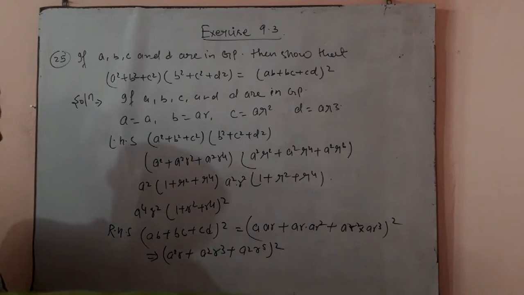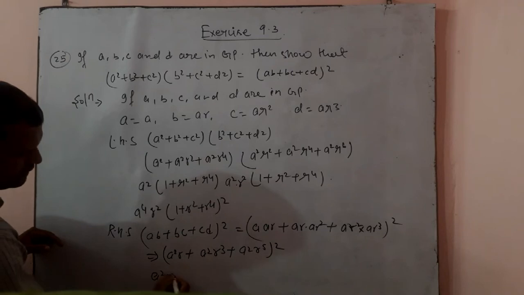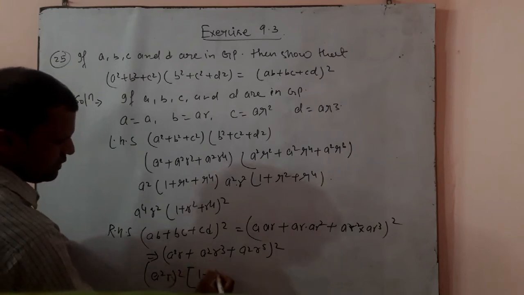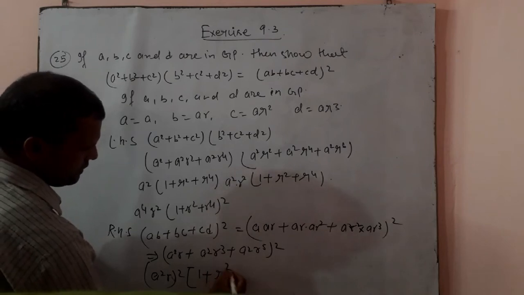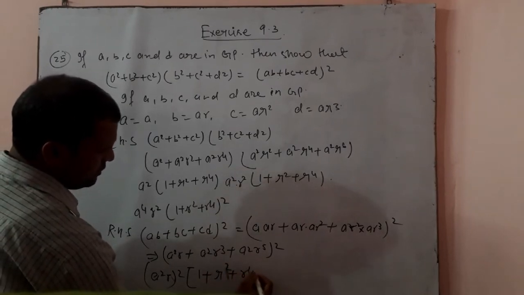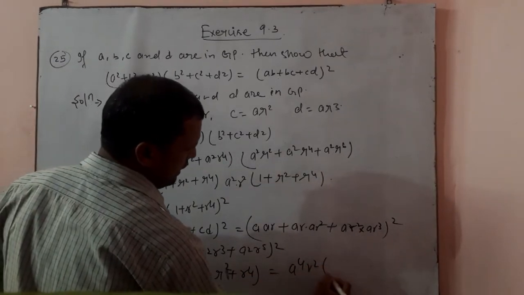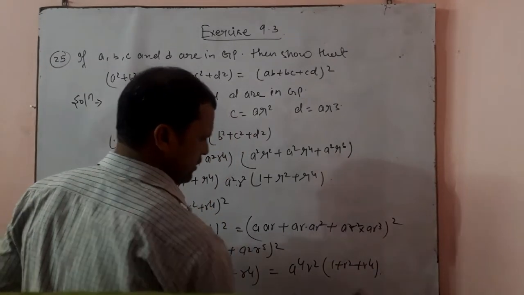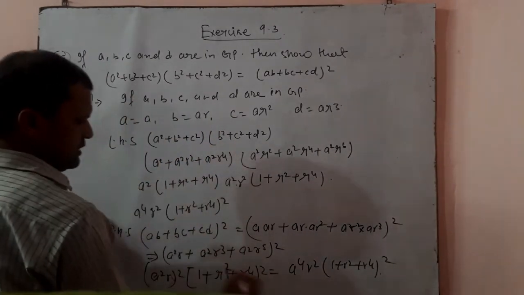Now we can take A square R as a common. Since whole square is here, we take whole square. Now this becomes 1 plus R square plus R to the power 4. Now this can be written as A to the power 4 R square (1 plus R square plus R to the power 4) whole square. This is whole square. So LHS equal to RHS.